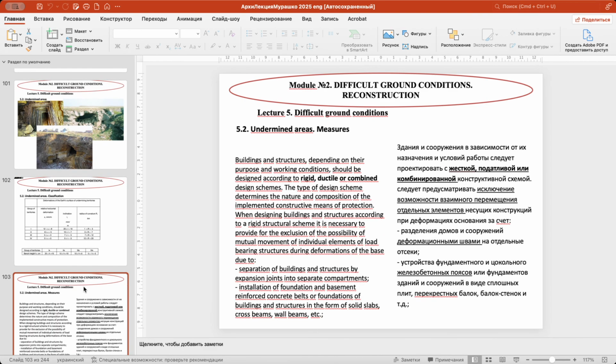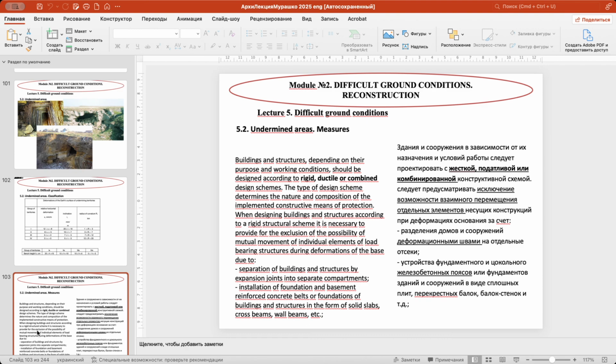And what do we have to do when we design a building on undermined territory? First of all, we have to consider various structural systems which we can use there to make a building ready to withstand these impacts. For example, we can use three possible structural solutions. First of all, it can be rigid, or it can be ductile, or it can be used as combined design schemes. What does it mean?